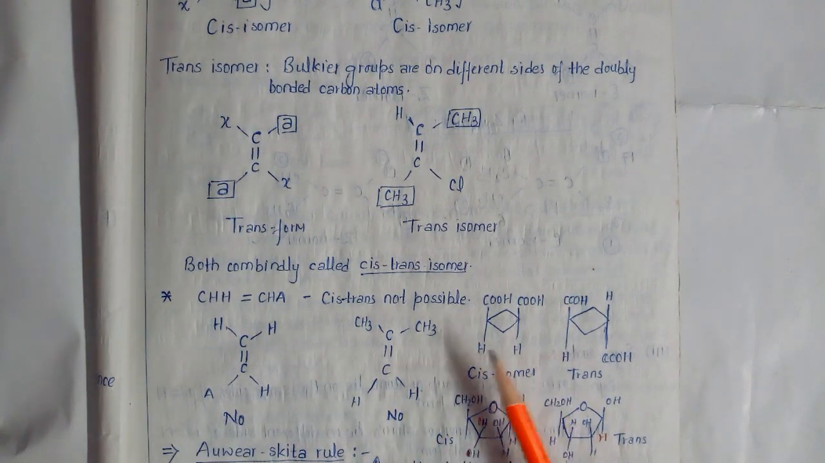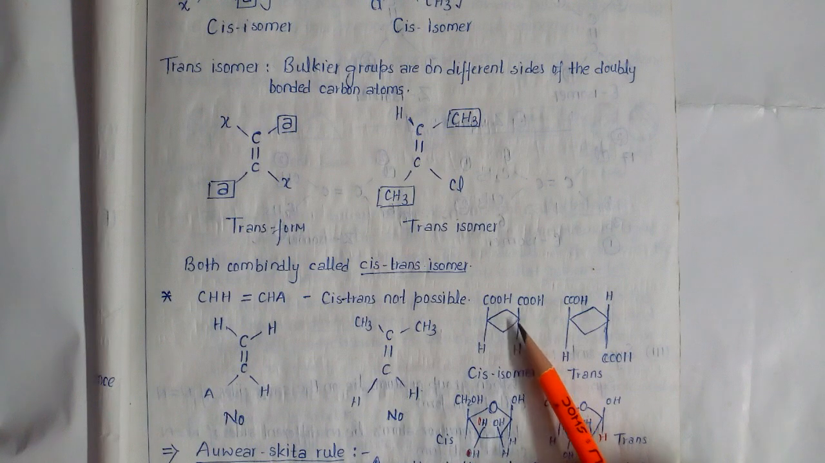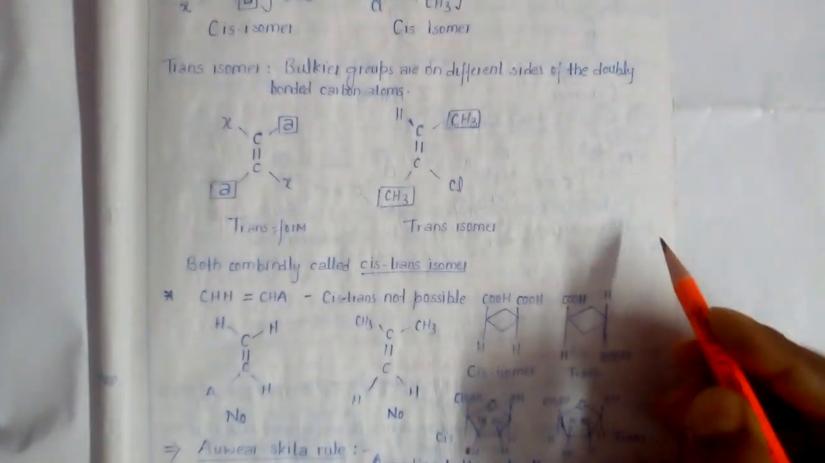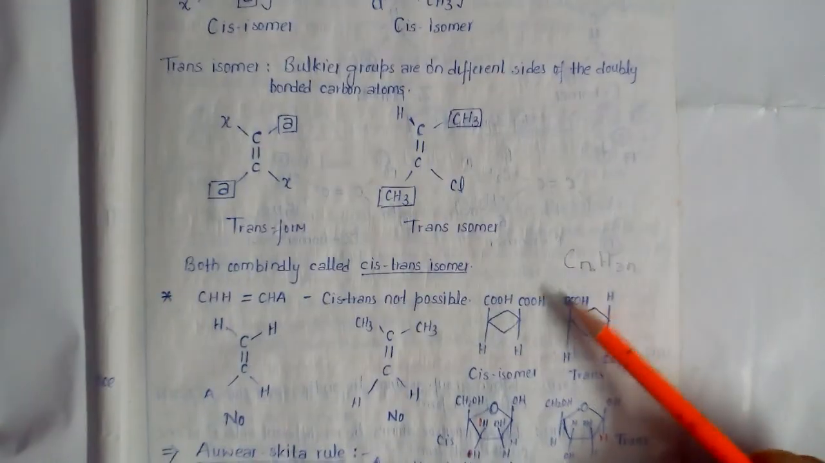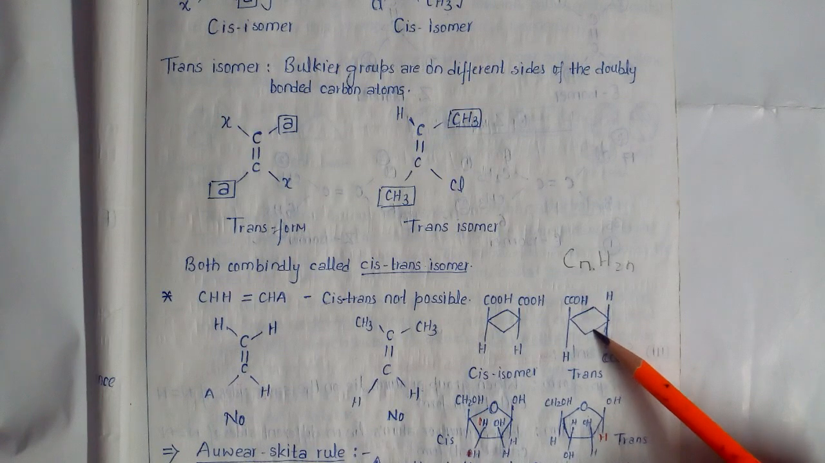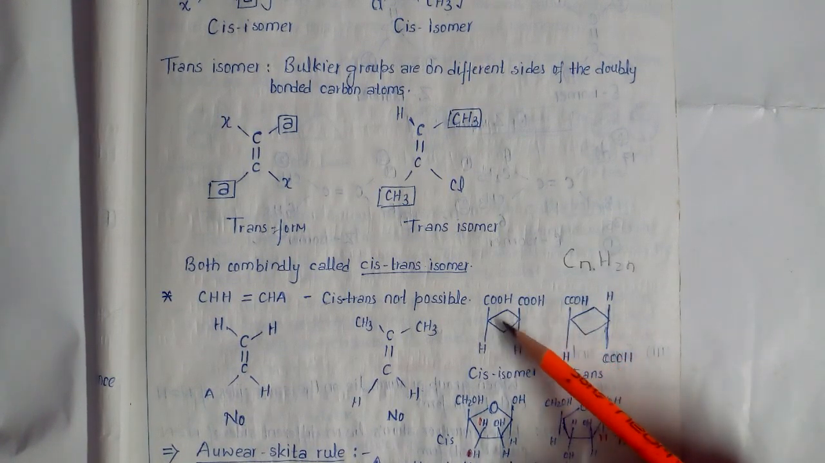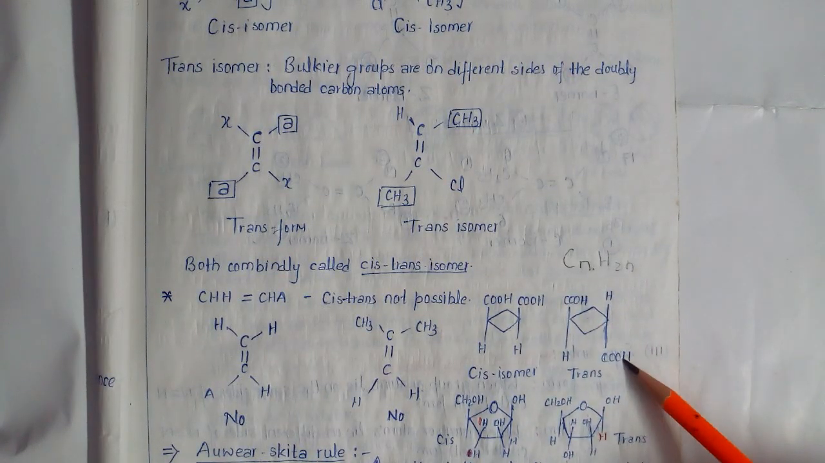But in some cyclic forms, cis-trans isomerism can be observed. For example, this is cyclobutane, and it does not contain any double bond, but it follows the formula of alkene. Alkene has the formula CnH2n, and cycloalkane has the same formula. So like alkenes, cycloalkanes can also exhibit cis-trans isomerism. For example, in this case, if like groups lie on the same side, this is the cis form. If they lie on opposite sides, this is the trans form.